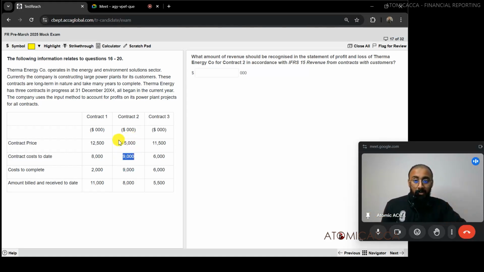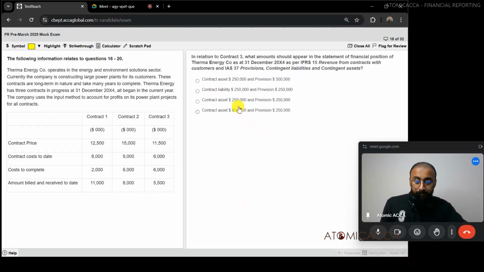Now, total revenue for the contract was 15,000. 15,000 multiplied by 50% will be 7,500. Since 3 zeros are here already, we don't have to write the full 7.5 million. We have to write only 7,500. So that was also quite straightforward. Let's go to the next one.